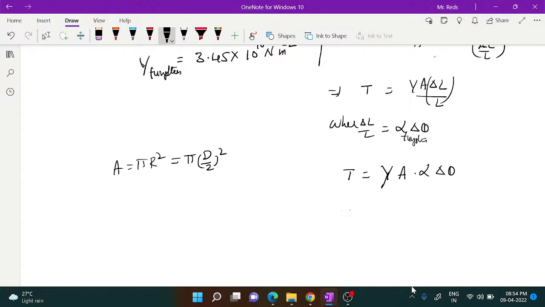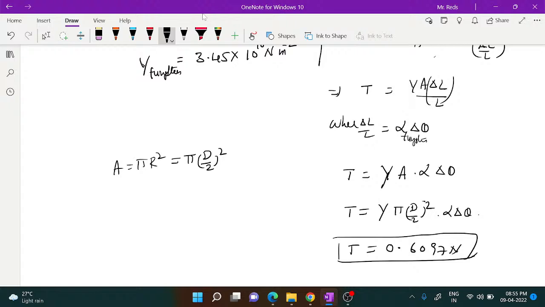If you substitute this here, you get T is equal to Y A into, oh sorry, A you can take as pi into d by 2 whole square, into alpha into delta theta. Now all are known parameters. Y is given, d is given, alpha is given, delta theta is given. If you substitute and simplify, we will get the tension approximately 0.6097 Newton.